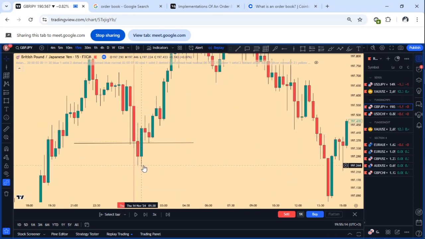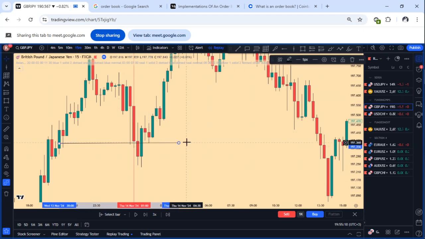Now you can see this. We got this, then immediately it reversed inside. Let me shift this one. This is where the reading happened, and immediately we reversed inwards. Then this is where we get the double close. So you can take this one at retest.